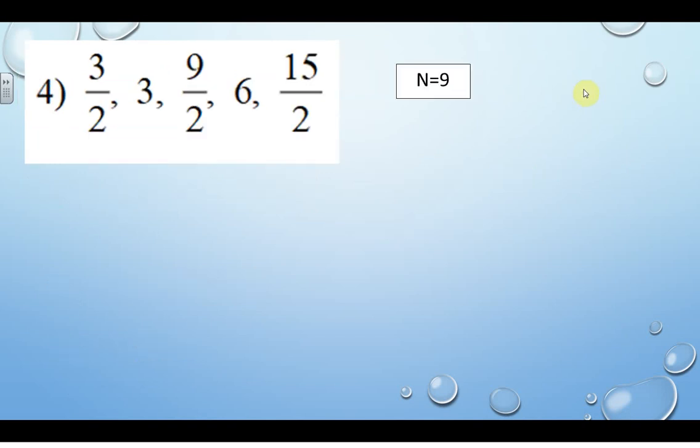Notation, notation, notation. Okay, 3 halves, 3, 9 halves, 6, etc. So we're going up by 3 halves, or 1.5, same thing. I used decimal. 3 halves is 1.5.